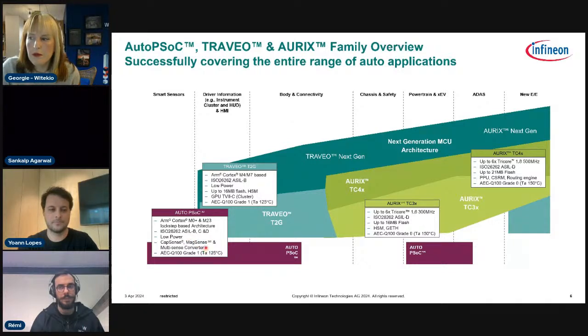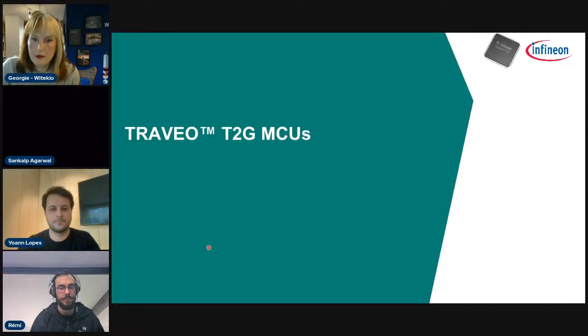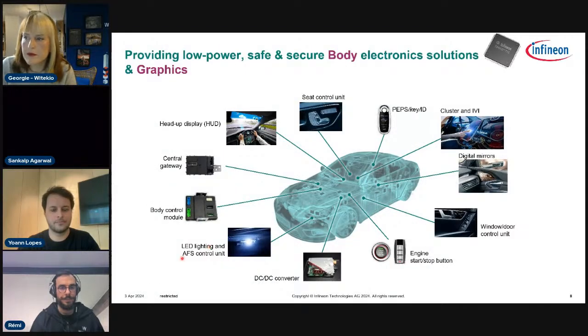Different analog converters, the MaxSense, as well as the Wheatstone architecture to support different functionalities, for example, air mass gas flow. So the focus today is the Traveo second generation. Looking at some details of the applications where this family can be used.